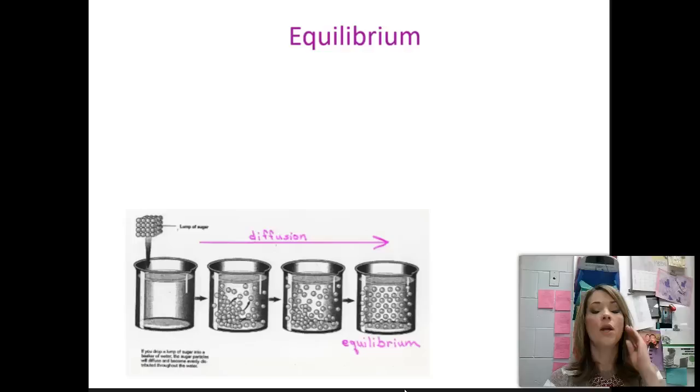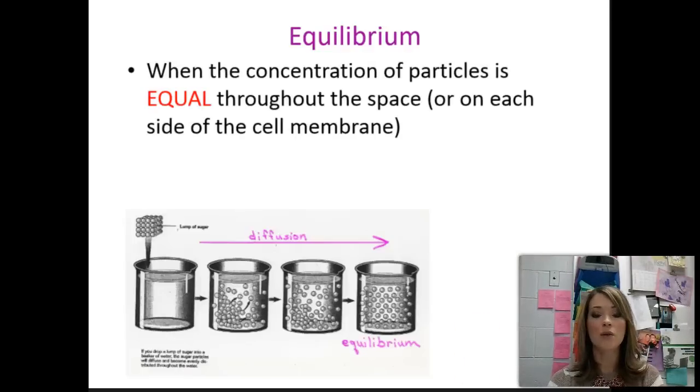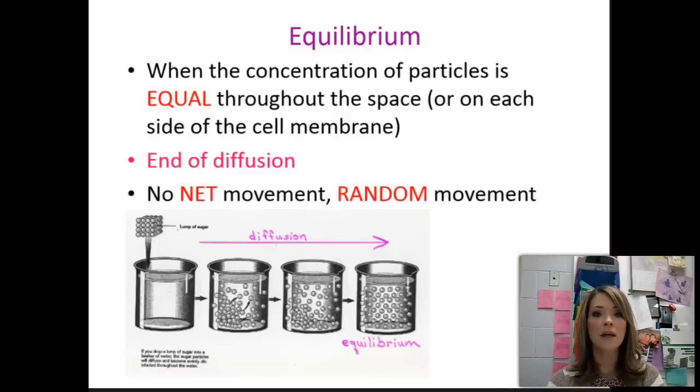Another term that you'll need to know is equilibrium. And equilibrium is when the concentration of particles is equal throughout the space. So it's the same on both sides of the cell membrane. When this happens, the movement for diffusion is going to stop, because then it's equaled out, it's even on both sides.